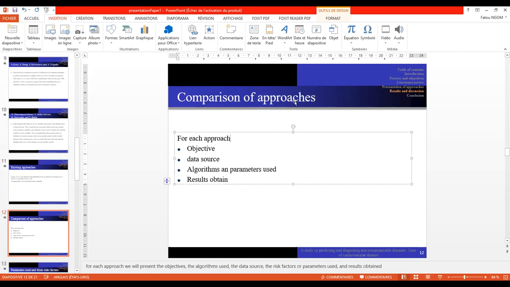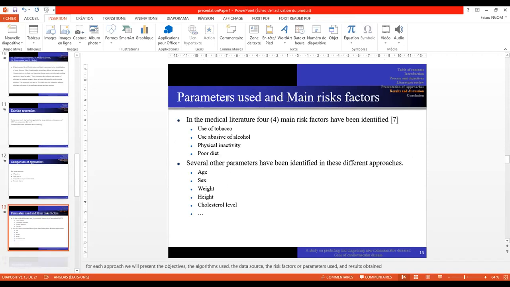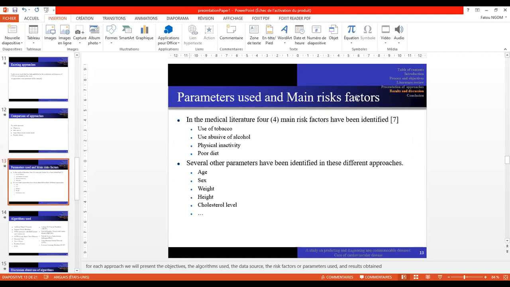Comparison of approaches. So, we can present now the result obtained in this work. We have done a comparison of many approaches. For each approach, we present the objective, the data source used, the algorithm and parameters used, and the result obtained. Parameters used and main risk factors.